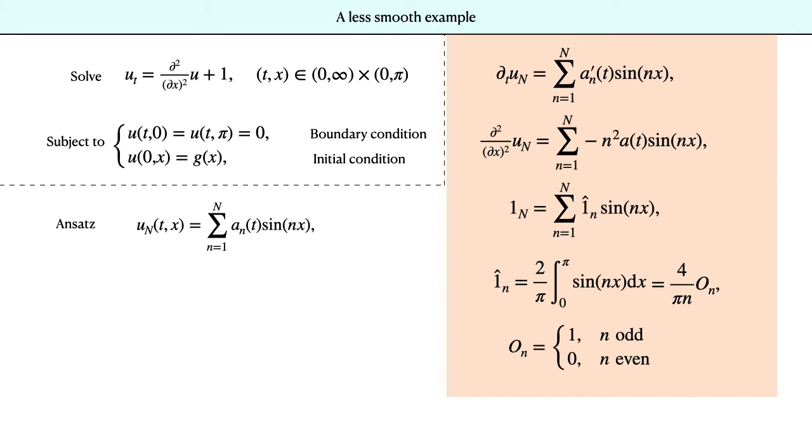So, as you see, only the odd coefficients of 1 don't vanish. All the even ones vanish. Geometrically, this is not very hard to see, because when n is even, there are equally many positive humps as there are negative humps of sin(nx) on the interval 0 to pi, so it all cancels out. But that's not the case when n is odd. Okay.